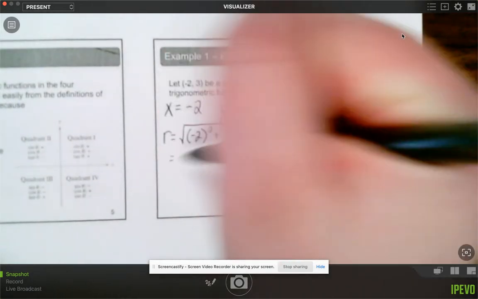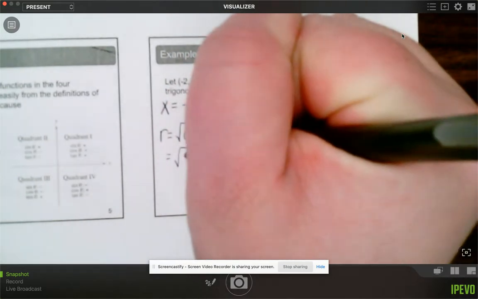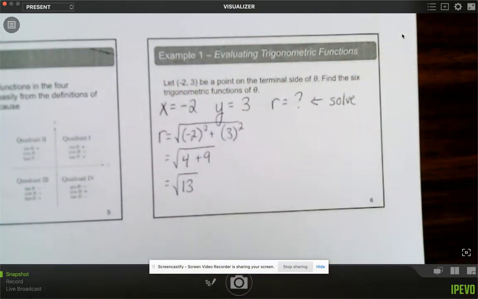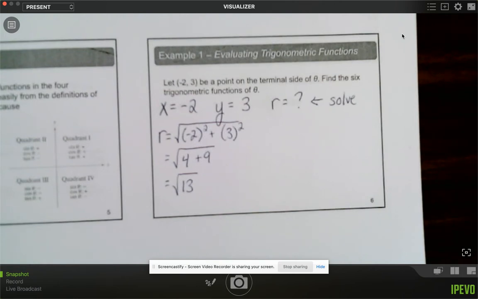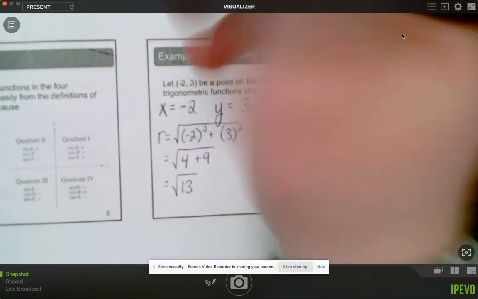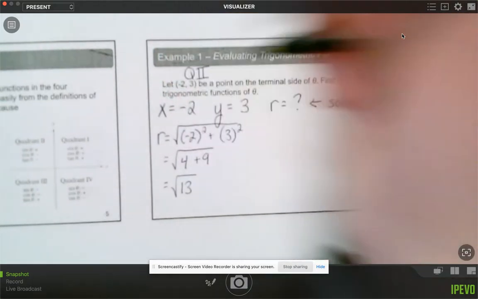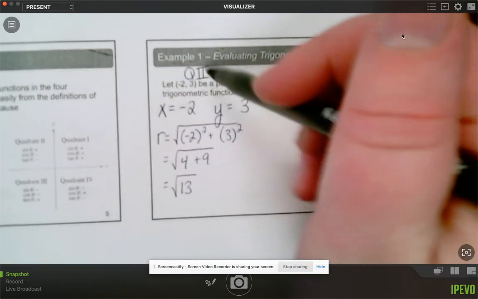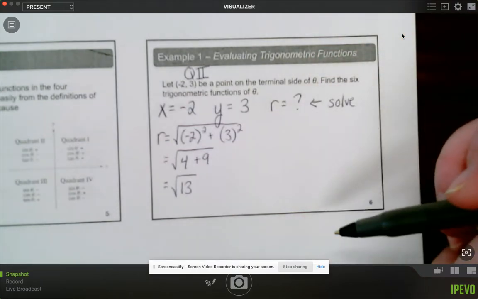Okay, so I'm just going to substitute and then simplify. Negative 2 squared is 4. 3 squared is 9. 4 plus 9 is 13. And that is in simplest form. I can't simplify that radical anymore. Okay, so I know r is the square root of 13, and I just need to make sure that's positive and not negative. So if I have negative 2, 3, if x is negative and y is positive, I'm in quadrant 2, right? So just keep that in mind when we're talking about sine, cosine, tangent, etc.